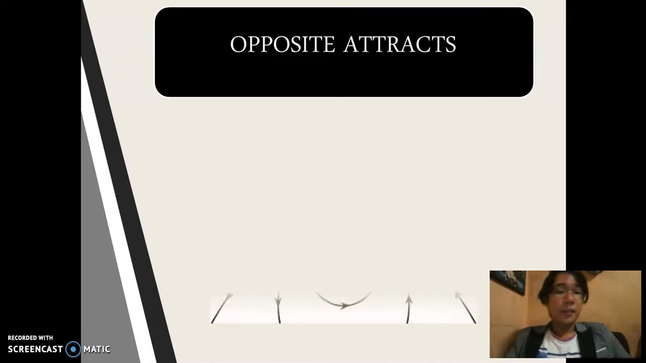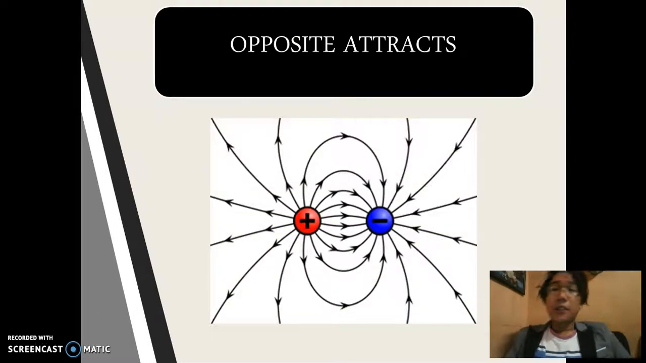Opposites do attract. This is an example of the positive electric charge and the negative electric charge. So positive plus negative is neutral, right? Am I right? Yes. But opposites attract.